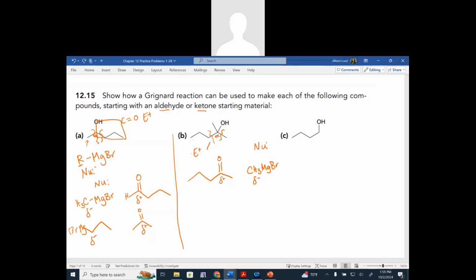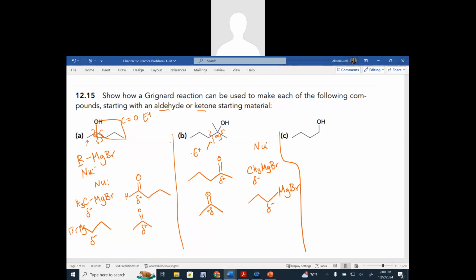If we look at this disconnection here, then our nucleophile would be something like this here. And this would generate that delta negative, that nucleophilic carbon, and then our electrophile would be what's left. So we would have this carbonyl compound here, this ketone. So depending on where we break our bond, we can see multiple reagents that would generate the same compound.